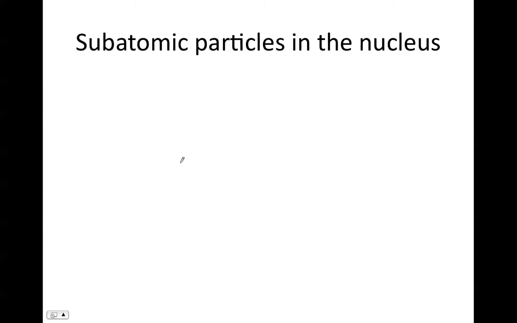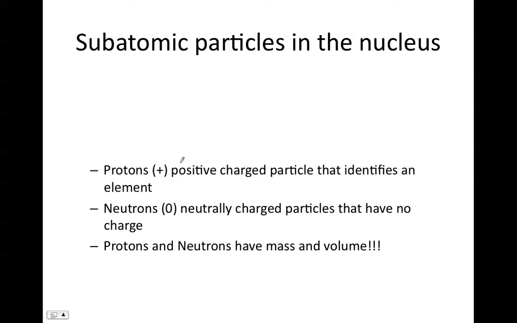Subatomic particles in the nucleus. What do we know about them? We know there's protons and neutrons. So if you were asked to draw a general diagram of an element, if this was the nucleus of an atom that you were drawing, you would have the protons, which have the positive charge, and the neutrons, which have no charge, symbolized by that O.